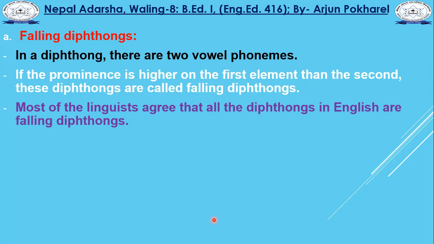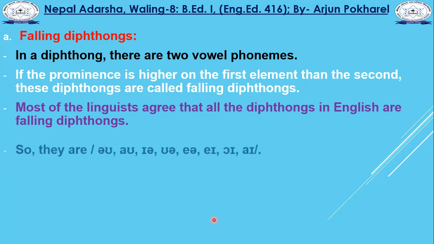So most of the linguists agree that all the diphthongs in English are falling diphthongs. They are produced by giving prominence to the first element. The first element is produced with much emphasis. So all the diphthongs of English are what?